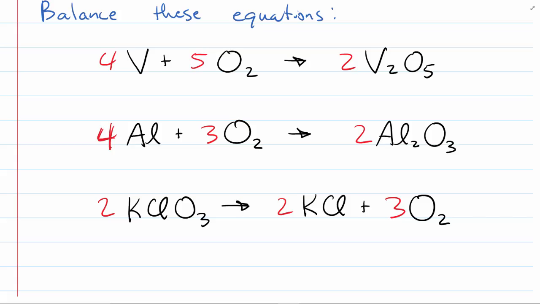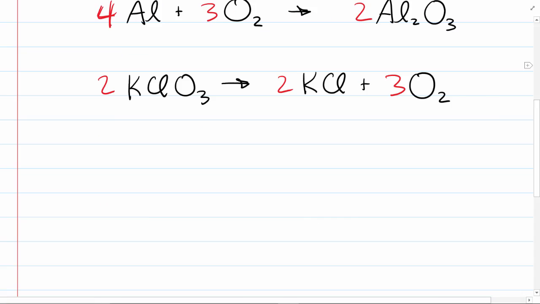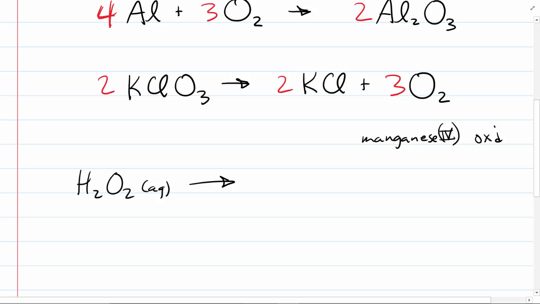Then, what we're going to do is we are going to take a catalyst, and now the catalyst is not placed into the equation as a reactant nor as a product. So, I don't want to put this in red, I want to put it in black. So I have H2O2, aqueous. The catalyst we're using is manganese 4 oxide. That's a manganese 4 oxide catalyst.